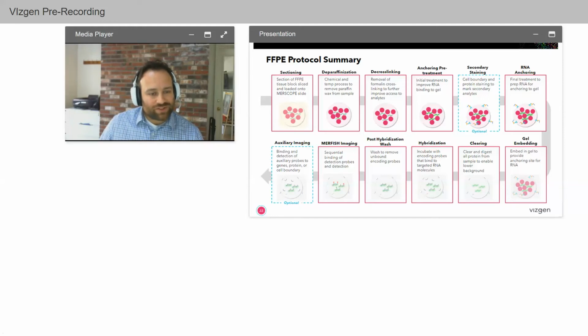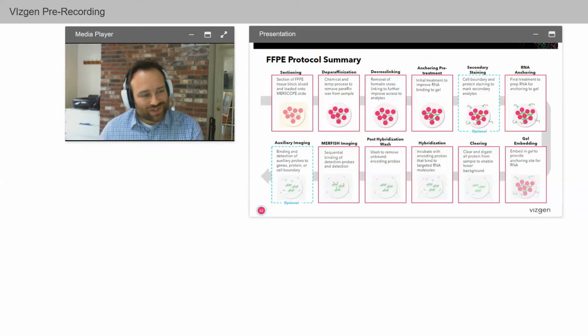From here, we would move into deparaffinization. It's a chemical and temperature process to remove the wax from the tissue. We then do a decross-linking procedure to remove those formalin cross-links and further improve access to the analytes. We follow this with an anchoring pretreatment, which improves the RNA binding to the gel. In the next few steps here, we'll have gel embedding, but this is an initial treatment to improve that binding.